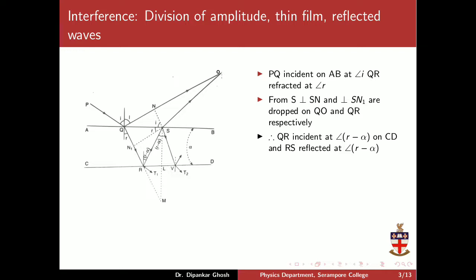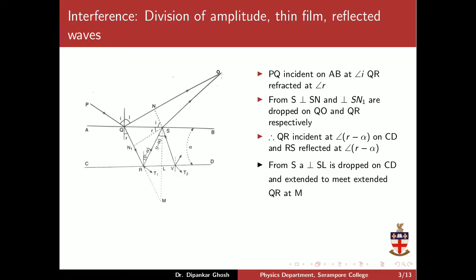QR is incident at angle r minus alpha on CD. Why is that? See, QR, this refracted ray, makes an angle of refraction r. When it is incident on CD, had CD been parallel to AB, then we would have had the angle of incidence equal to r, but they are not parallel. AB and CD have an angle alpha in between them. So the angle of incidence of QR on CD would be r minus alpha. It will also be reflected along RS with the same angle r minus alpha.